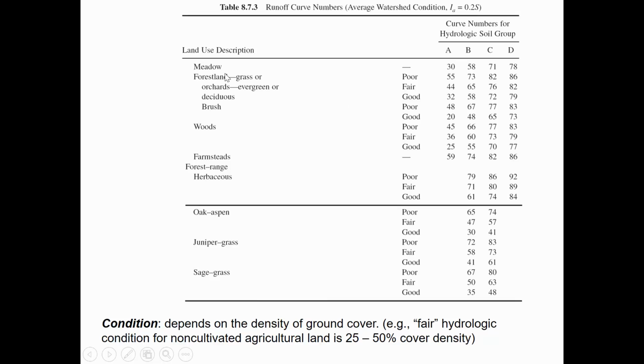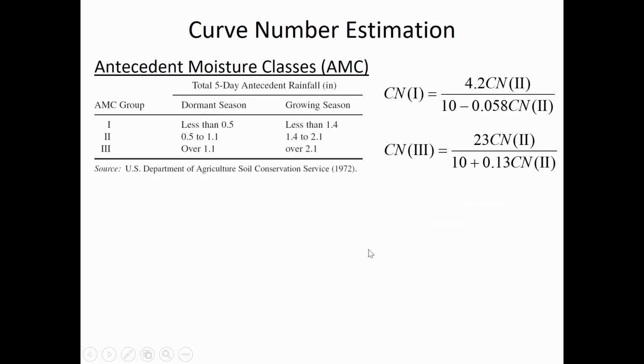There are also these land uses for different kinds of natural areas that haven't been disturbed by human activity, so meadow versus forest. And then they also characterize poor versus fair versus good, and those are usually related to the percentage of the area that is vegetated versus just bare earth. So there are maps of soil group, and there are also maps of land cover. We'll look at some of those when we get into the WMS section of the course.